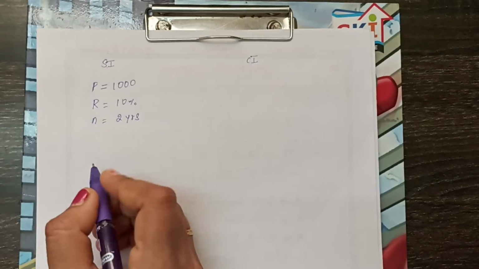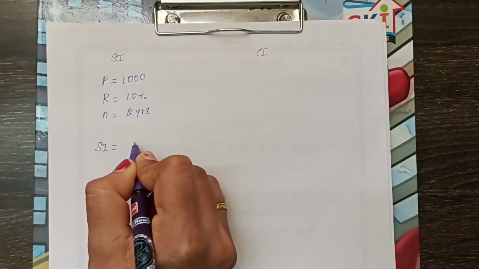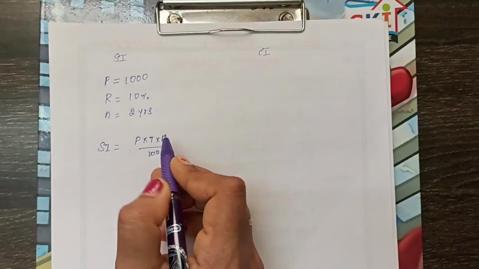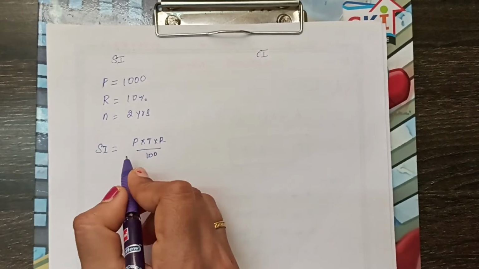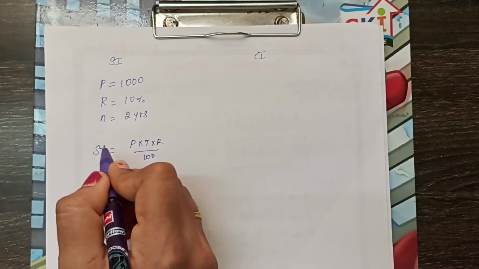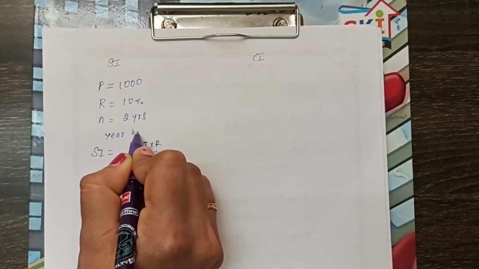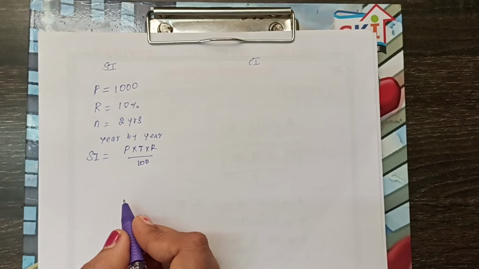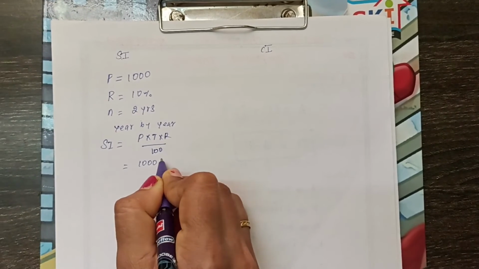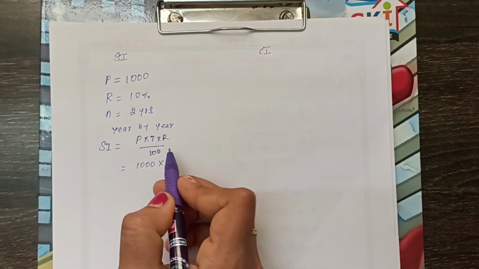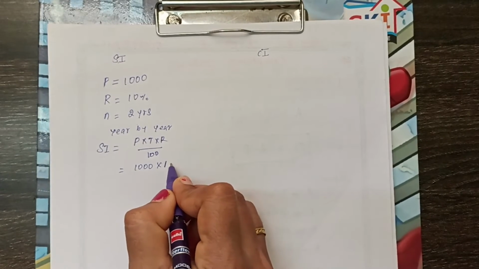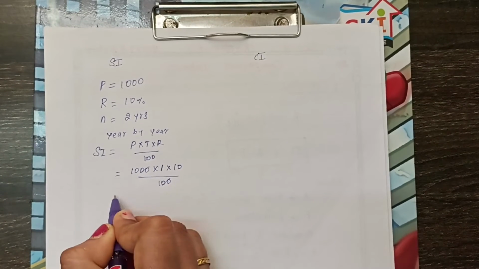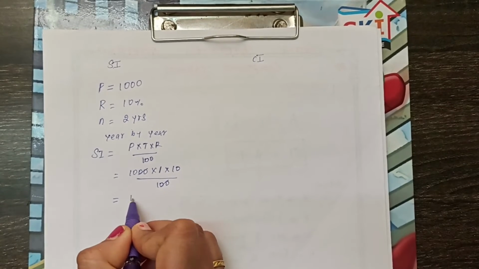Now calculate the simple interest. We know the formula: P into T into R divided by 100. Here the number of years is 2 years. We need to calculate the simple interest year by year, first for the first year and then for the second year. Here the principal is 1000 rupees and the time period is 1 year. R is 10% divided by 100. The two zeros get cancelled. 10 into 10 is 100 rupees.